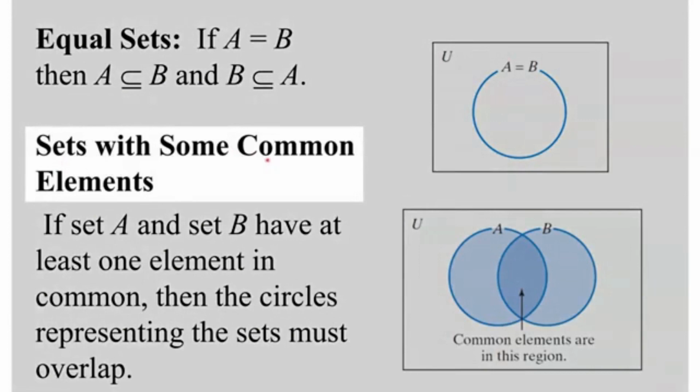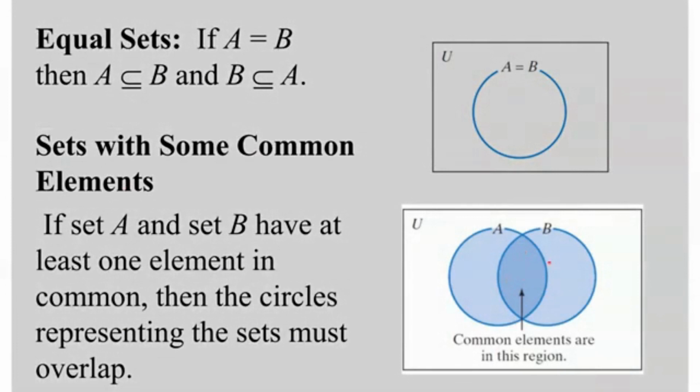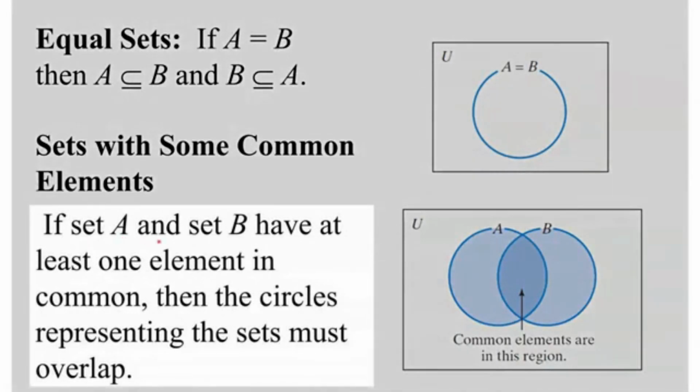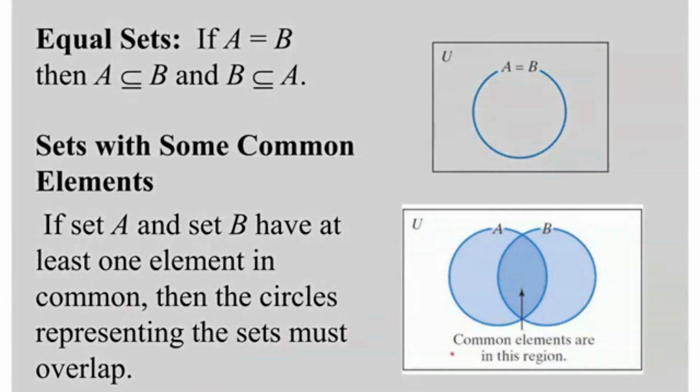Now, for sets with some common elements, we are actually referring to this region here. The elements of this set here are common to both A and B, meaning those elements can be found in A at the same time in B. So if set A and set B have at least one element in common, then the circles representing the sets must overlap. So this is the Venn diagram representation of sets with common elements.